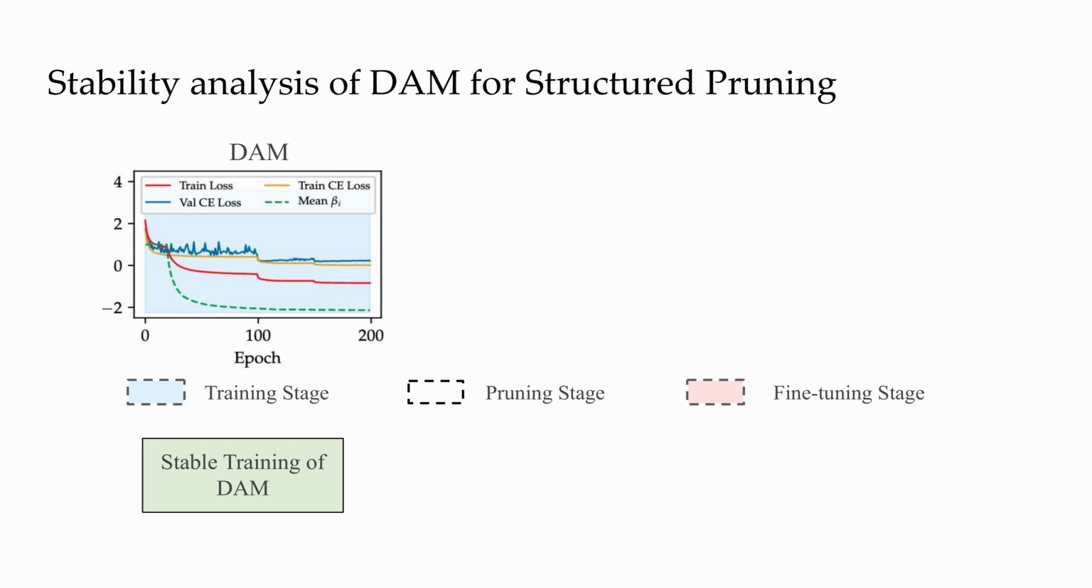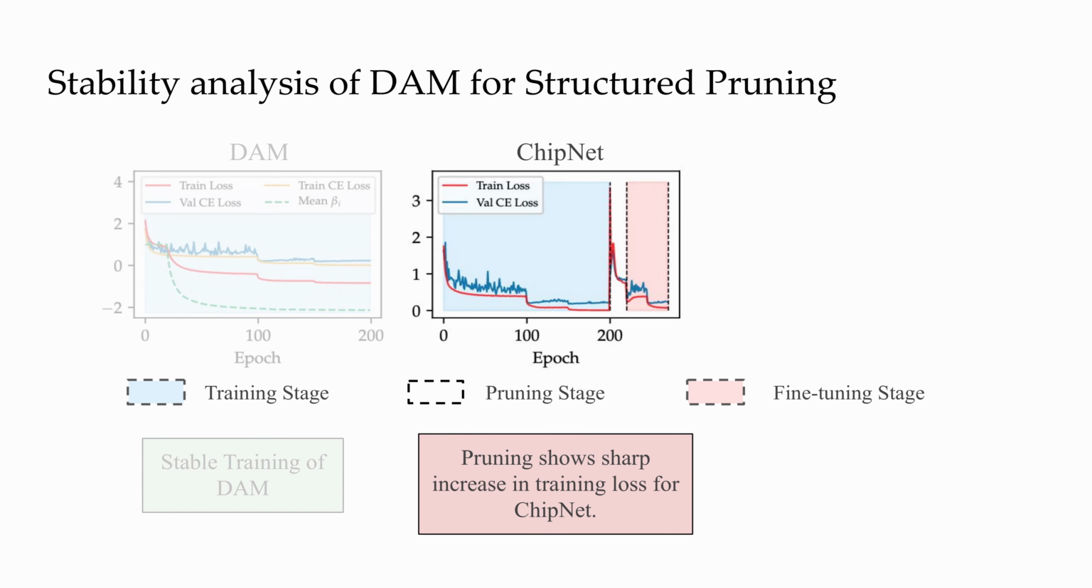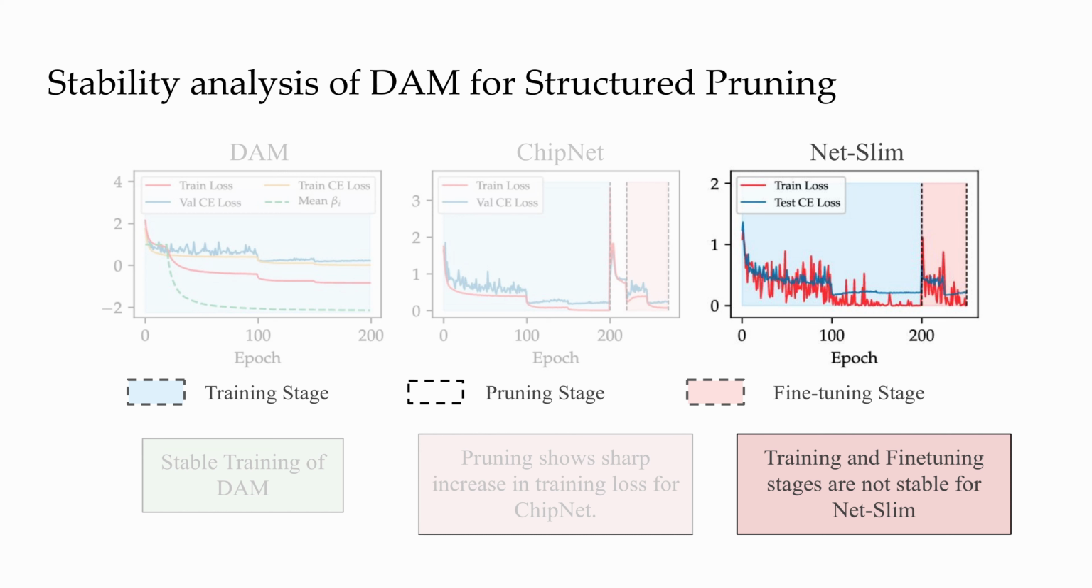during training. For DAM, we observed that the training loss decreases steadily and leads to a steady convergence. ChipNet also has a stable training stage, since it is identical to training a vanilla vision model. However, the fine-tuning stage of ChipNet shows a sharp increase in the training loss for the first few epochs. Finally, for network slimming, both the training and fine-tuning dynamics appear to be highly unstable, and it leads to large fluctuations in the training loss.